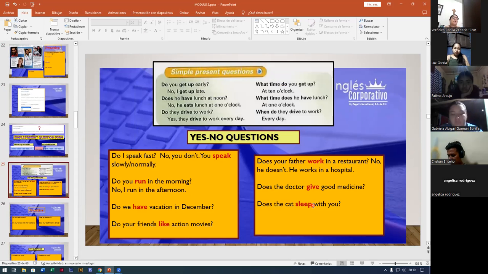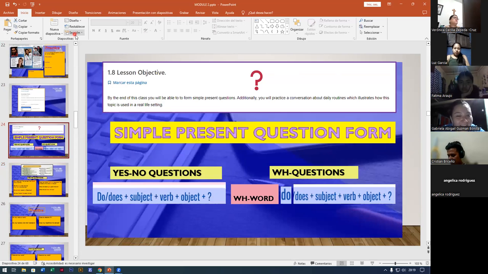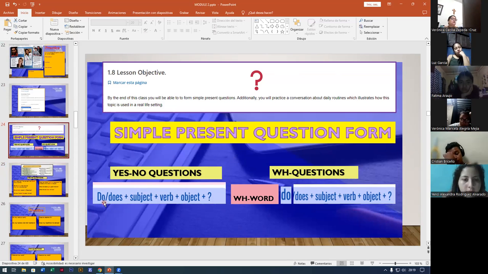No questions? ¿Puede poner la diapositiva 24, por favor, Miss? Sure. This one. Here we have the structure. In the one, we have simple present question form. As we mentioned, we have two types of questions. Yes/no questions, that remember, you answer affirmative or negative. We have the auxiliary, two auxiliaries, right? Do, what subjects do we use with do? I, you, what else?